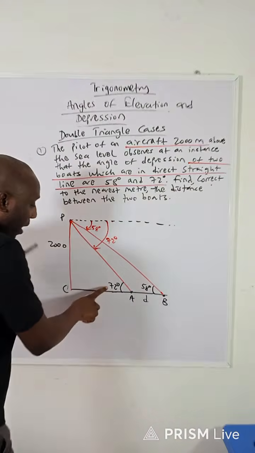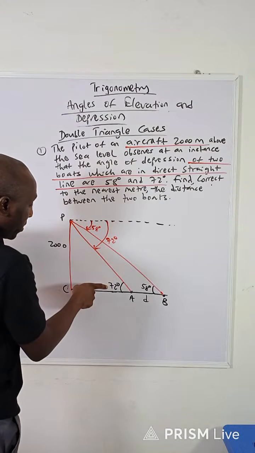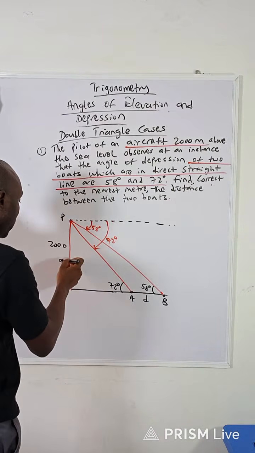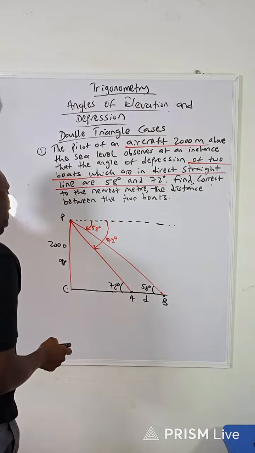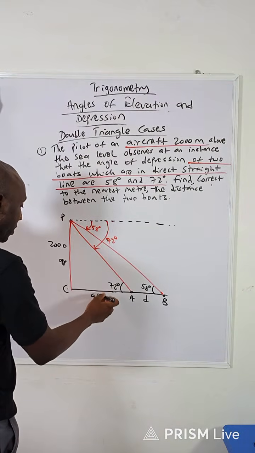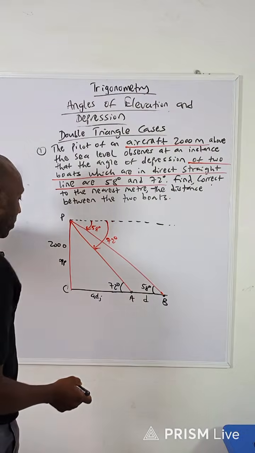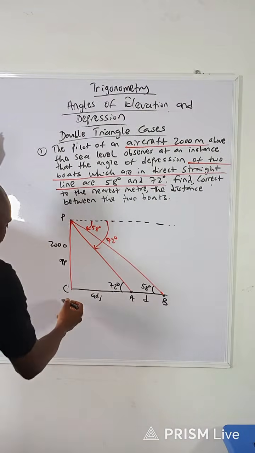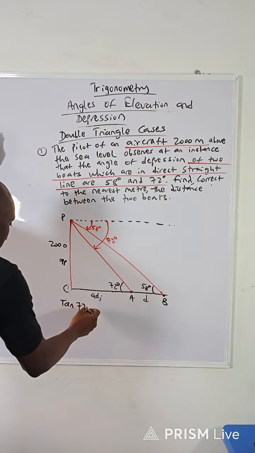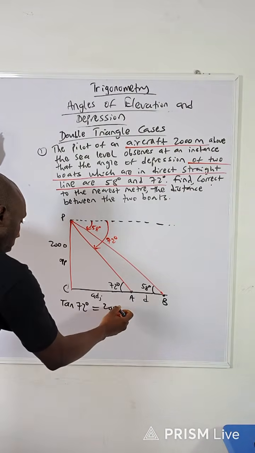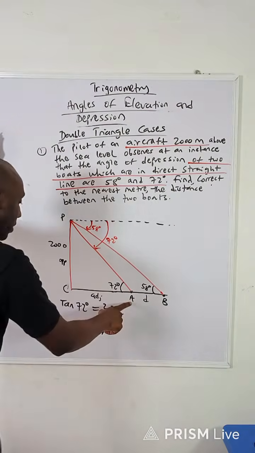Let's start with the one that has the angle of 72 degrees. So if this is the angle, this is going to be the opposite. What we need to find is AC, so this is the adjacent side. So I'm going to say that it's still tan 72 degrees is equal to opposite, which is 2,000, over adjacent, AC.